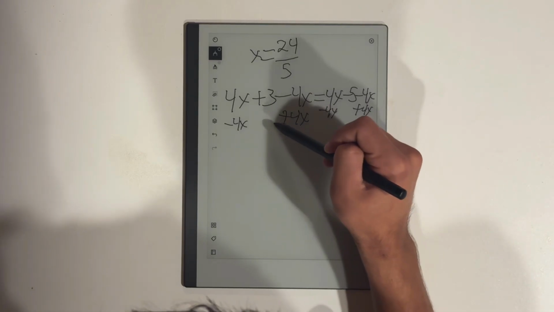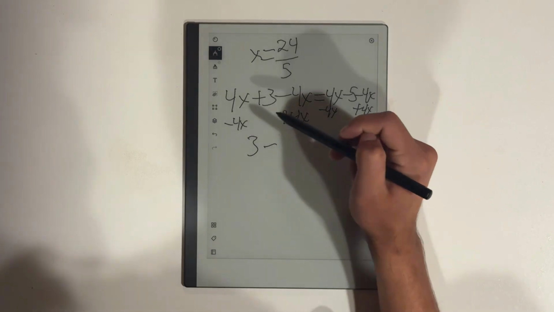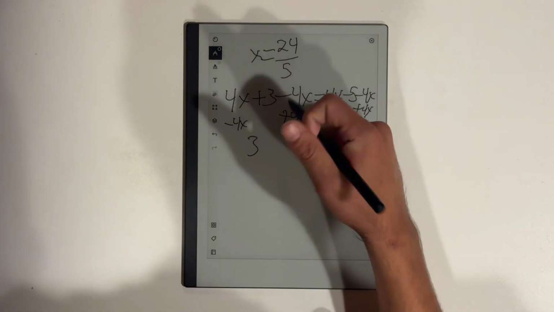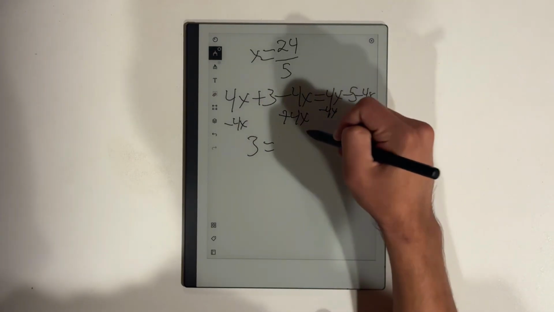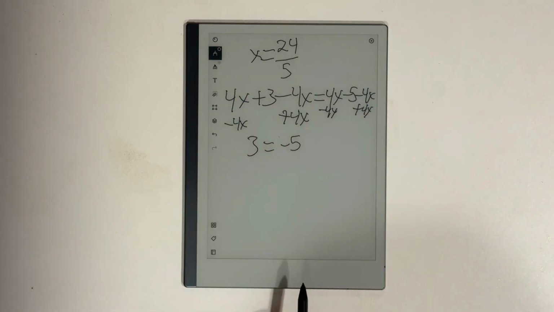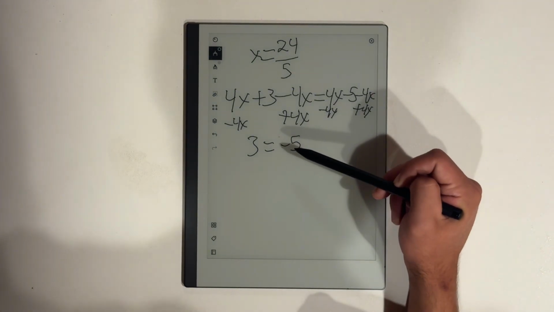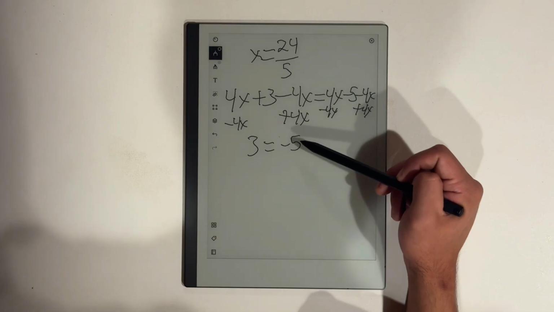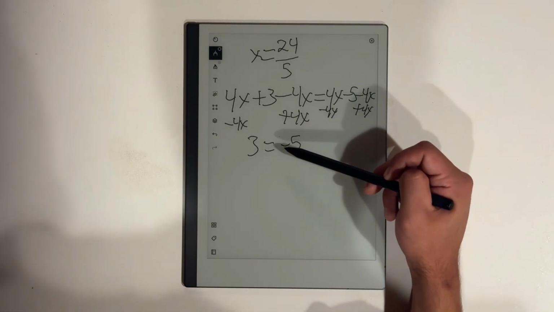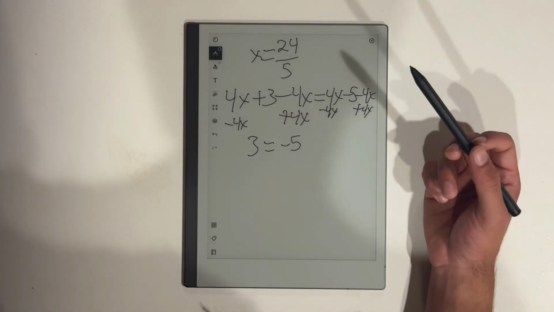So after all that, you'll get just 3 equals negative 5. So with that being said, 3 equals negative 5 is going to be a no solution because 3 does not obviously equal negative 5, if that makes sense.